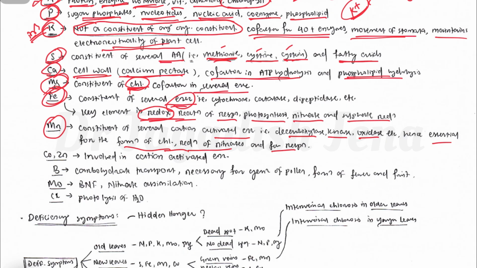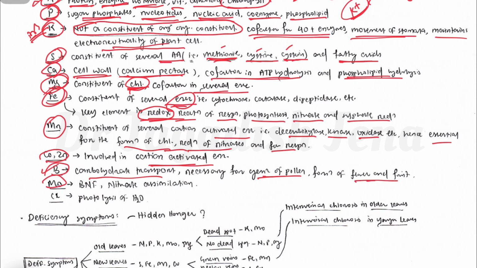Now cobalt and zinc, they are involved in cation activated enzymes. Then boron, having a very important role in pollen development, pollen germination, and sugar translocation. So here, carbohydrate transport is necessary for germination of pollen, formation of flower and fruit. It has a very important role.